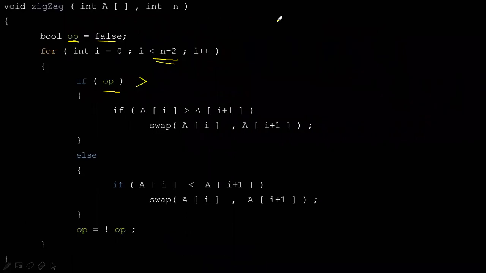Easy? Yes. Simple and easy? Yes. Okay. So what would be the time complexity for this? Big O of n. Simple, big O of n, because it's running for order of n times, and all these operations are in order of 1. Simple.